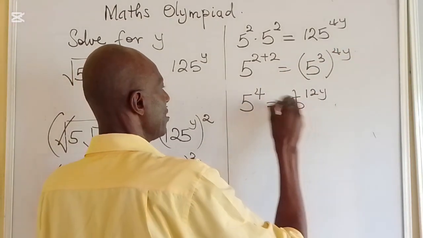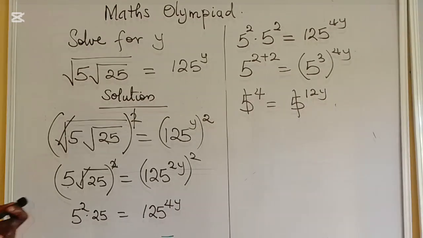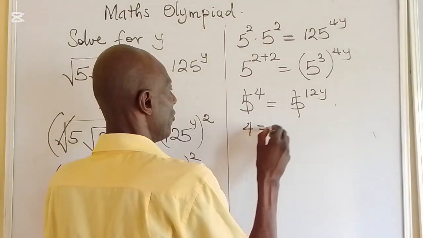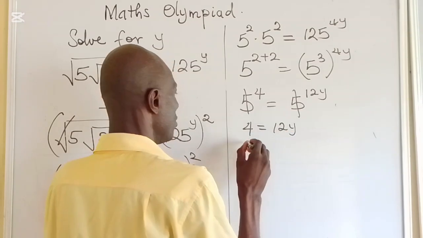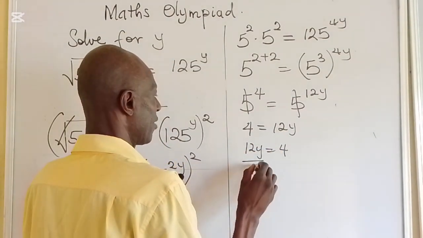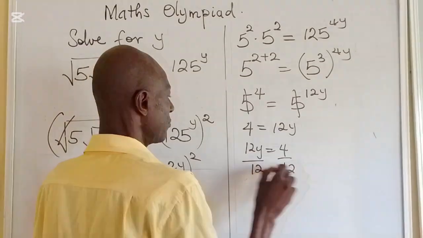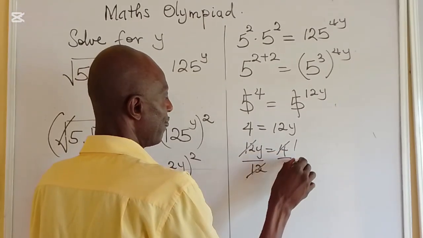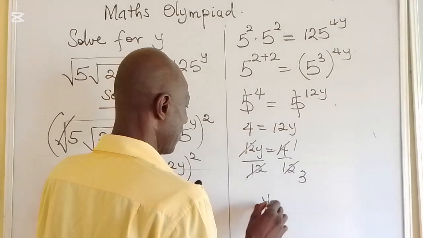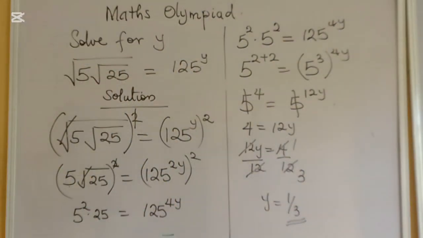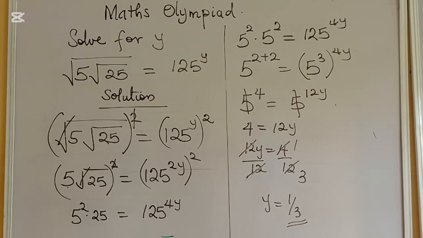You can see the bases are the same. Now, I will say 4 is equal to 12y. So simply 12y is equal to 4. Divide both sides by 12. 12 will cancel 12; 4 over 4 gives 1, 12 over 4 gives 3. And the value of y is 1/3. You see the longer method? This one is longer than the other one.